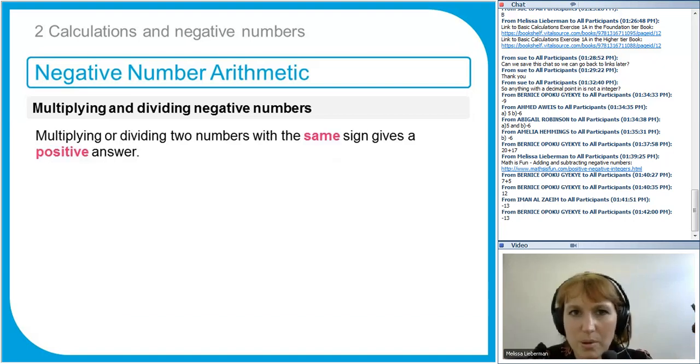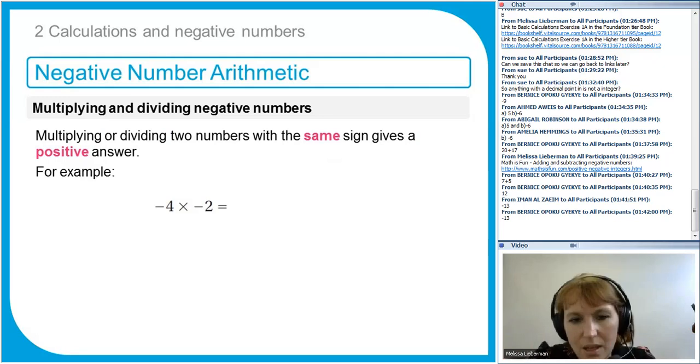Now, when we multiply or divide two numbers with the same sign, the answer will be positive. It might involve more than two numbers, but we'll look at examples like that in a minute. So if both numbers are positive, then we've got the same sign, and the answer is positive. If both numbers are negative, then the negatives kind of cancel each other out, and that gives you a positive answer. I'll summarise these a bit more in a minute.